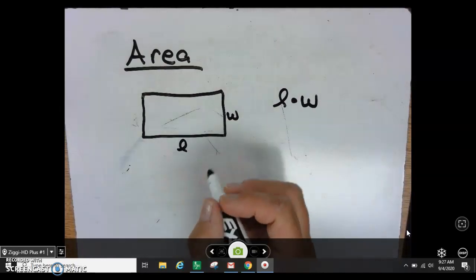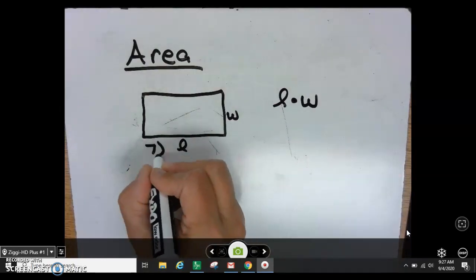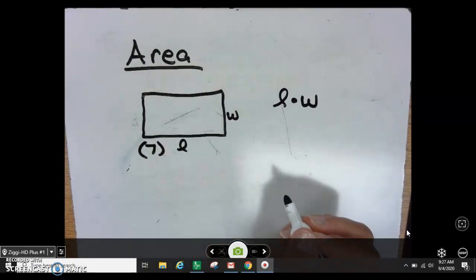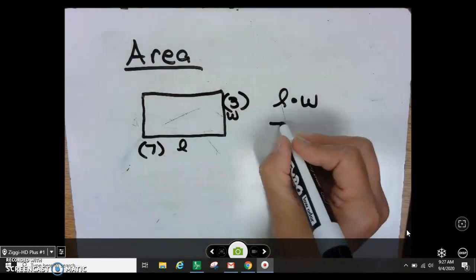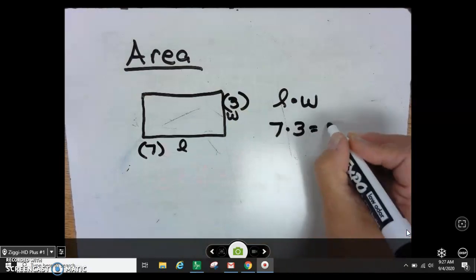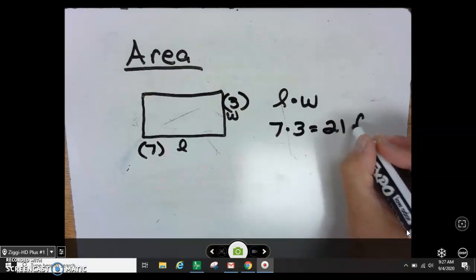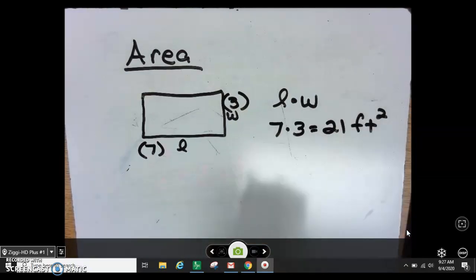So if this was 7 feet, this is 3 feet, then I would do 7 times 3, or 21 feet. And then this, you got to remember that it's squared because it was two-dimensional. It had length and it had width. So feet squared. And that's just on the units.